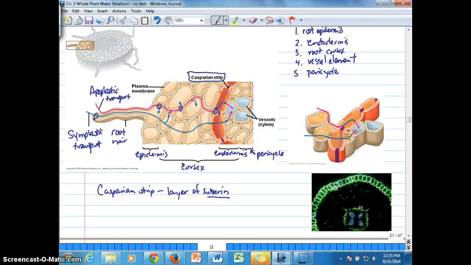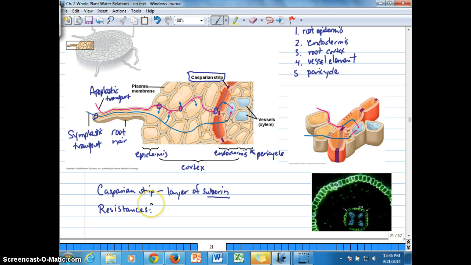So just to finish up here on the Casparian strip, we said it was a layer of suberin that impregnates the cell wall of the endodermis, which you can see in the enlarged figure here, the purple that basically encircles each of these cells, leaving those longitudinal walls free there so that water is guided from between the endodermis cells by way of that apoplastic transport or route across the plasma membrane. So that basically creates a resistance for water flow or transport.